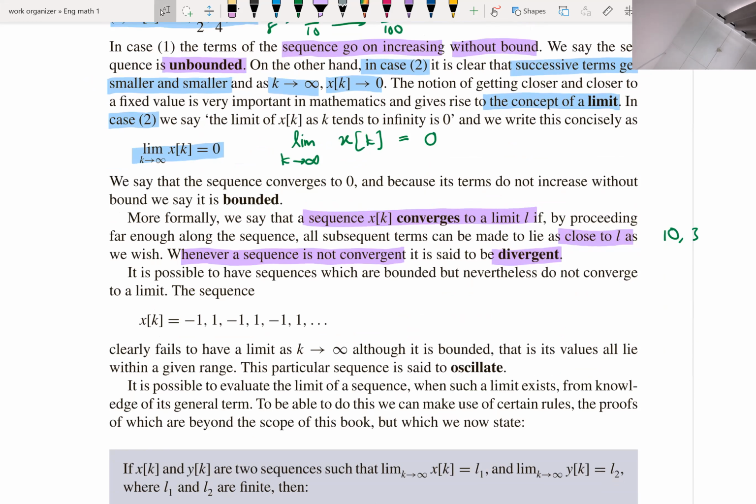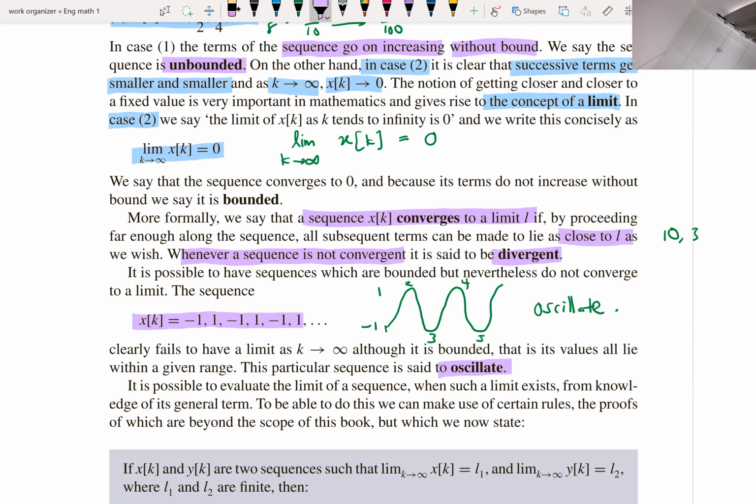Then this is another type of sequence. As we can see here, the value of x of k will be -1, 1, -1, 1, -1. It will look like this: this is the first term, second term, third term, fourth term, fifth term. So we call this oscillating. The sequence oscillates.